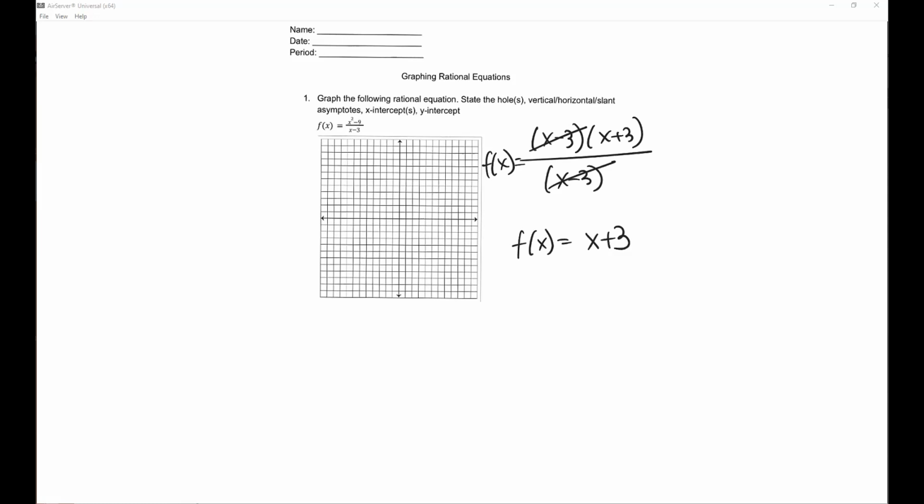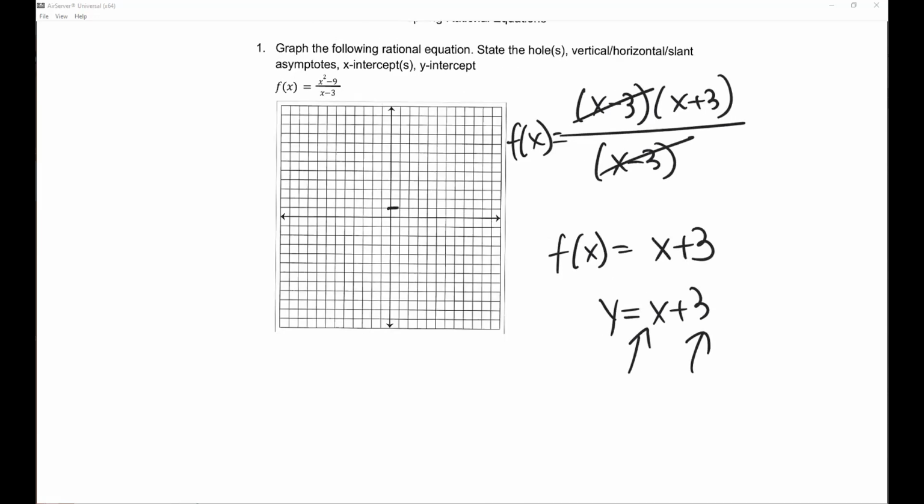All right, so if we graph x plus 3, remember y equals mx plus b, right? The m is the 1, the b is the y-intercept. So if you graph 1, 2, and 3 right here, that's our first point. You go up 1 over 1. You're just graphing a line going this way.